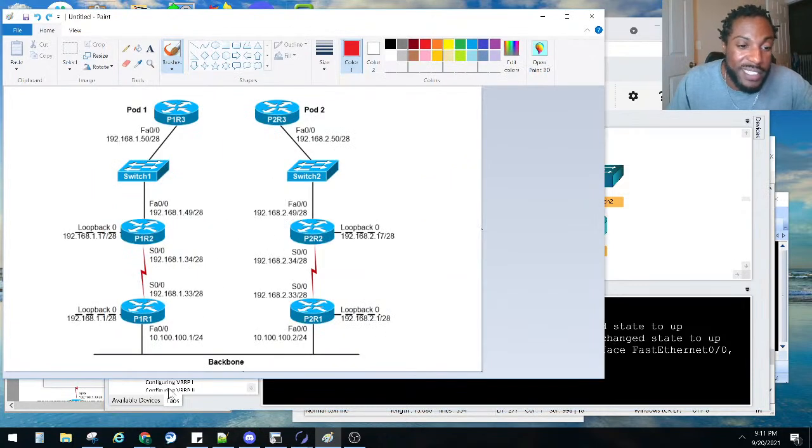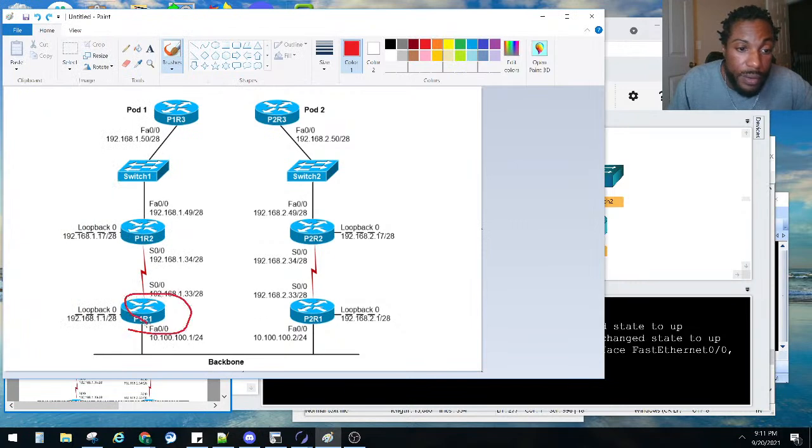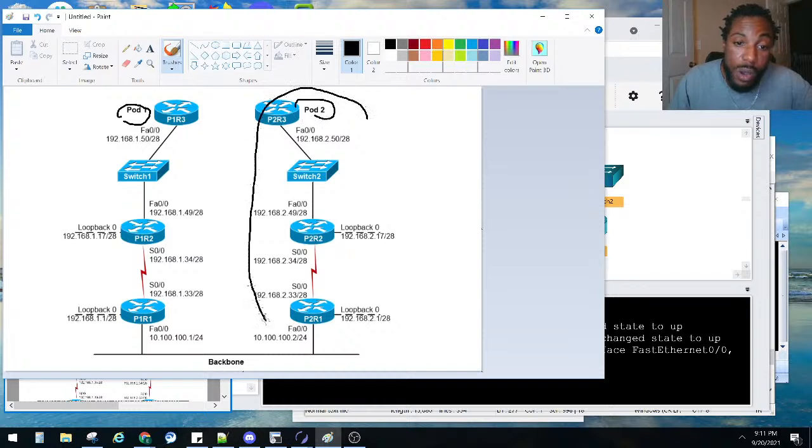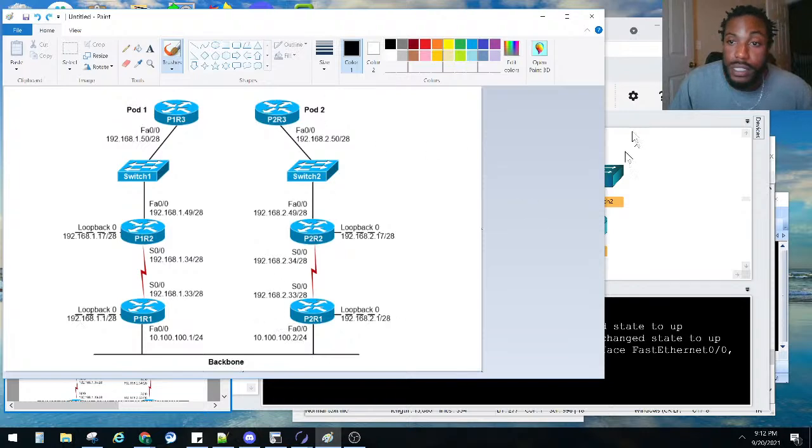So let's go ahead and get started. Task number 1, the objective right here: configuring P1R1 for basic BGP. P1R1 is the router that sits right here. Notice that this is separated into pods. It says pod 1 right here, pod 2 right here. When they say pod 1 and pod 2, they're referring to this whole network right here. That's pod 2 and this is pod 1. We're going to configure BGP between these two pods, but we're going to be doing it via the backbone, which is down here. That's supposed to simulate the internet, I guess.